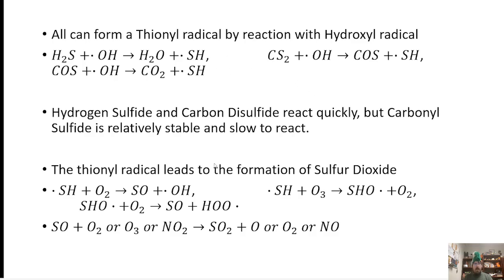Now the thionyl radical can lead to the formation of sulfur dioxide. So an SH radical hits oxygen to form sulfur monoxide, or the S and a hydroxyl radical, which then can speed up more SH radicals.